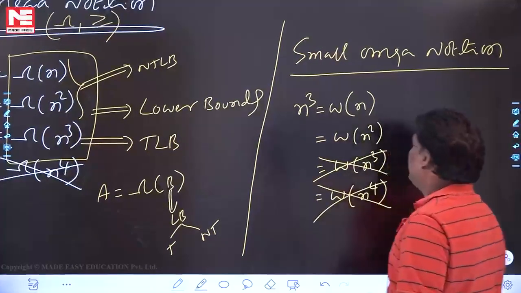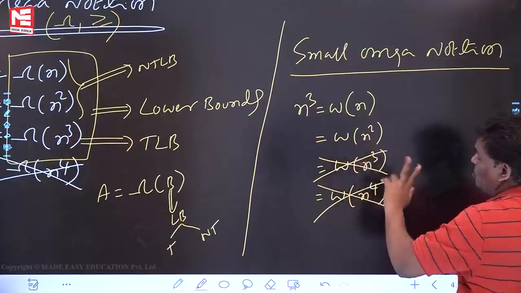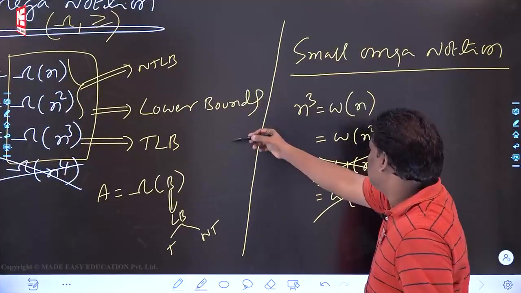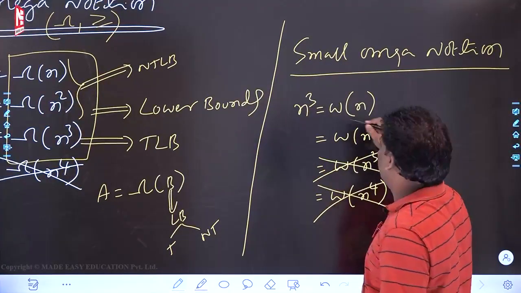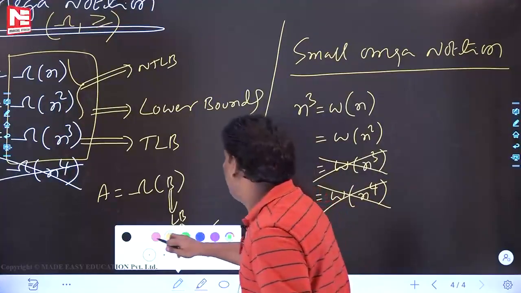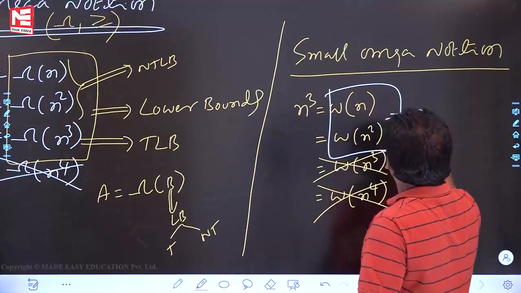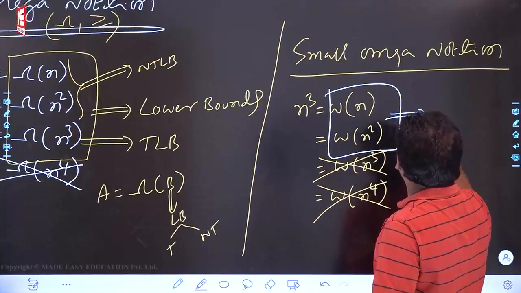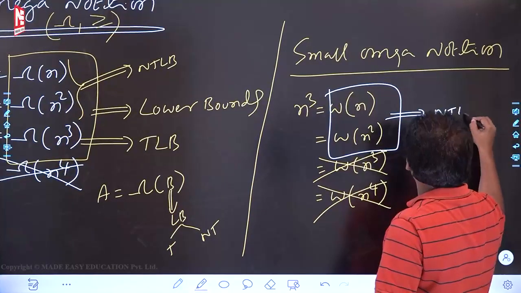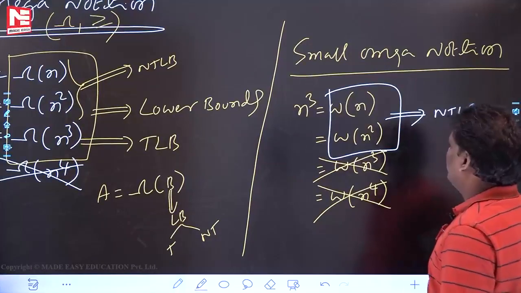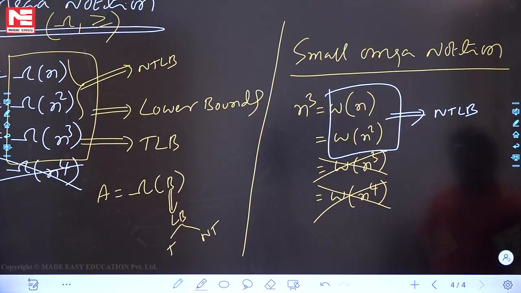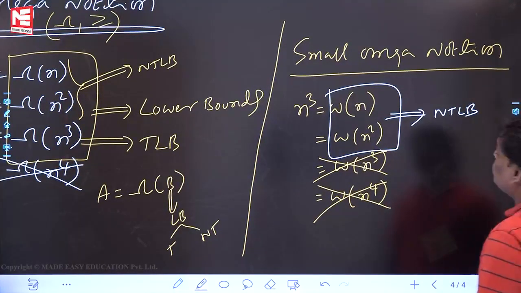Right, this is also. Left will be strictly greater. There is no equal. At least in the previous case, equal was possible, but here equal is not there. So, can you help me with the small omega notation? You tell me, what is there on the right side? Lower bounds which are not tight. Not the tightest lower bounds. In small omega notation, if you observe the right hand side, lower bounds which are not tight.